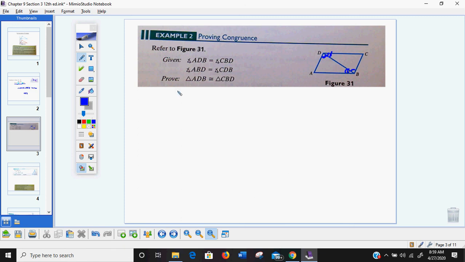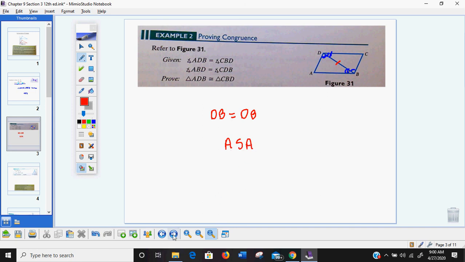So what I have is two angles. If I can get the side in between those, we can use angle, side, angle. I can't do angle, angle, angle, so I have to get this side in between them. Well, the side in between those two angles is DB. So we know that DB is going to be equal to DB because it's the same side. So we have proven this is congruent by angle, side, angle.